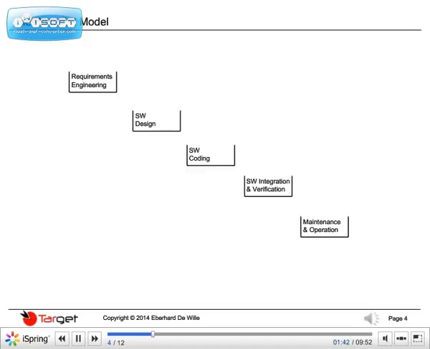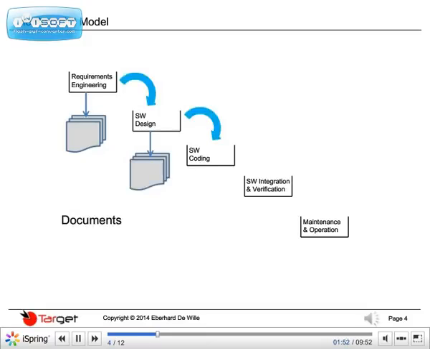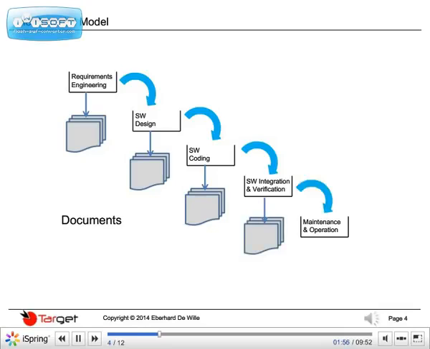The waterfall model is an entirely document-focused model. This means that each phase has a certain document or a set of documents as its output. The documents of the earlier phases usually serve as inputs for the subsequent phases.